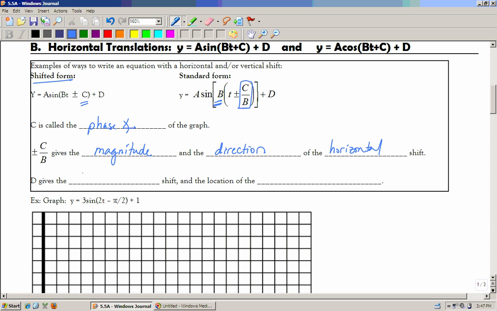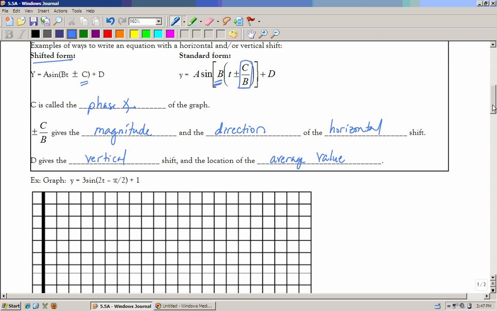D, as in section A of this 5.5 notes, is the vertical shift, and it gives the location of the average value. So we've already discussed the A's, B's, and D's in these equations. We're going to add a C to it as well.